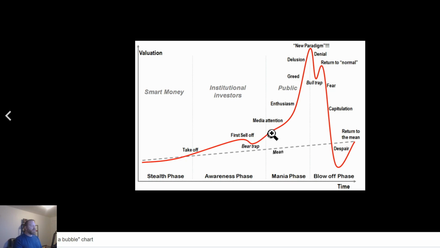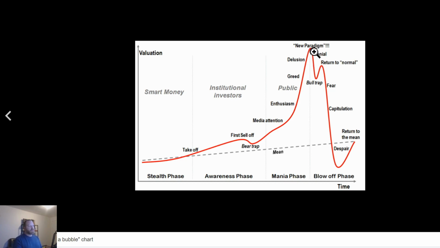And then eventually media attention gets in, and everybody starts talking about it, and then the public gets in. And this is where you have enthusiasm, greed, and delusion. And then eventually the new paradigm occurs where people are saying, this time is different. This is a new thing, the world has changed, and things are never going to be the same again. And hence, we're all going to be millionaires.